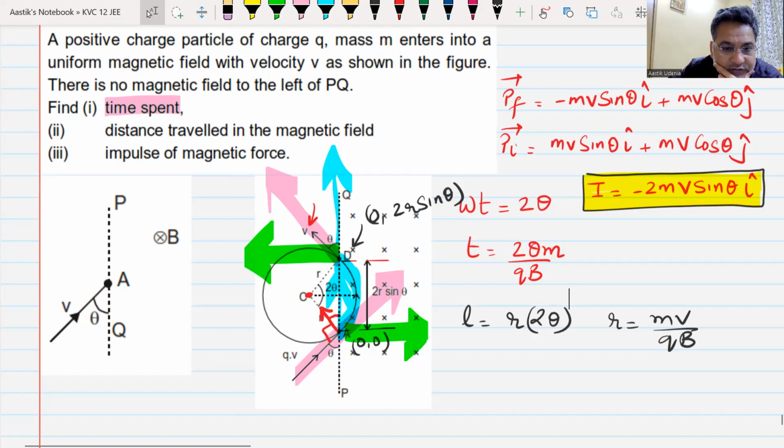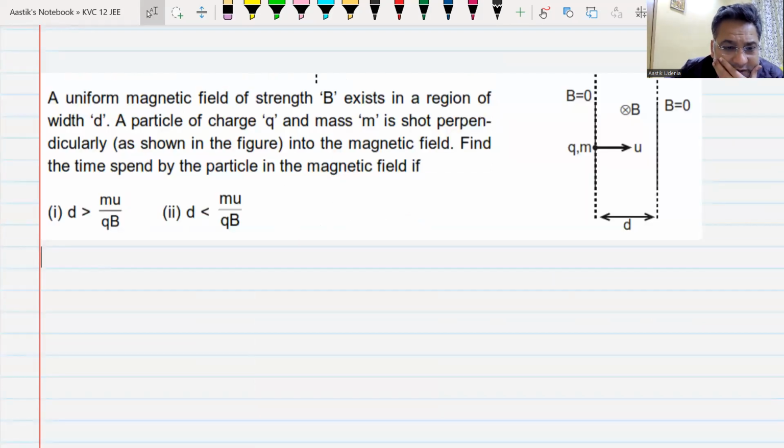Then I can give you this question. This again is a question taken from SCV. This is the question. A uniform magnetic field B exists in a region of width D. On the left side, there is no magnetic field. On the right side of it, there is no magnetic field. Only between these two plates, there is a magnetic field.